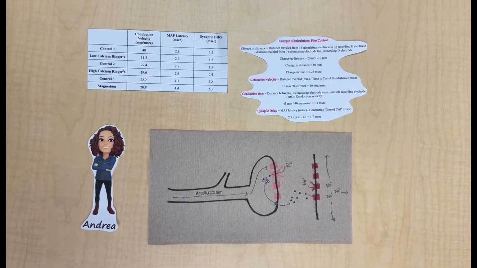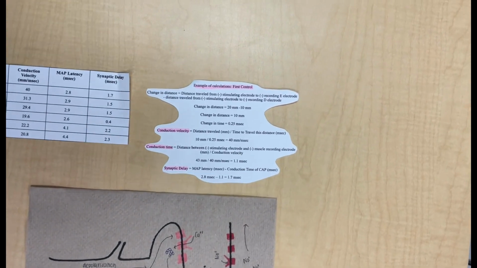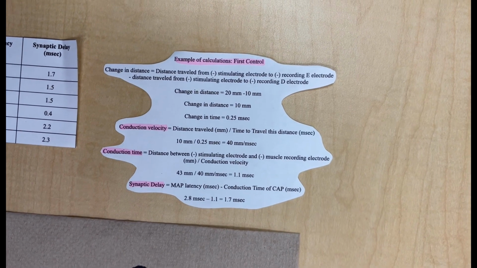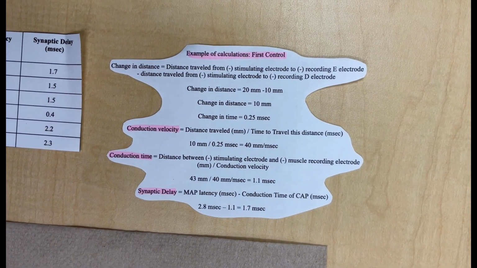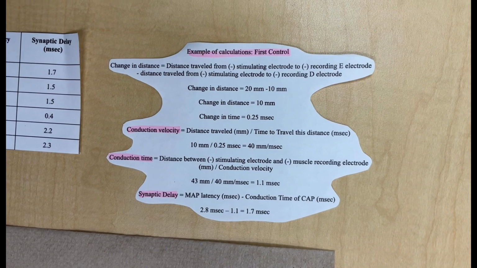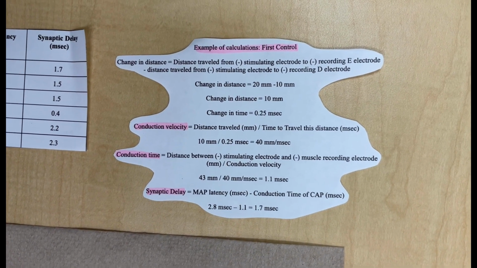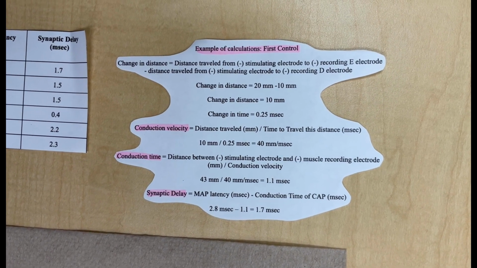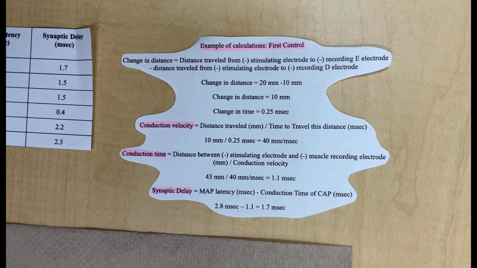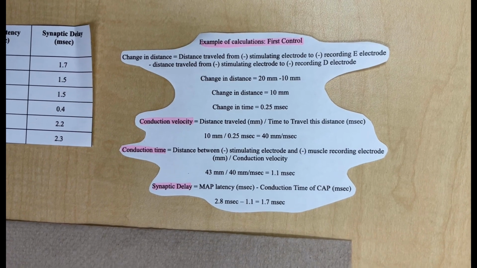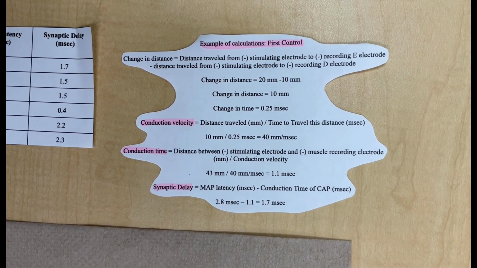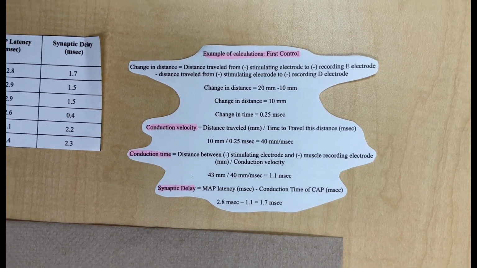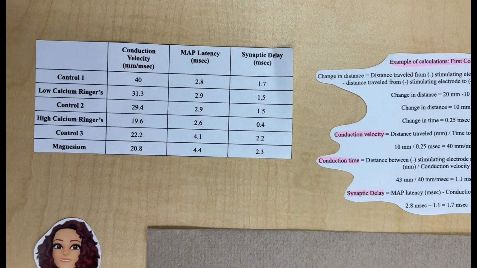The way we calculate synaptic delay was through first calculating conduction velocity. This is equal to the distance traveled of the CAP divided by the time to travel said distance. This is then used to calculate conduction time, which is equal to the distance between the negative stimulating electrode to the negative muscle recording electrode divided by the conduction velocity. Then, to finally calculate synaptic delay, the conduction time of the CAP is subtracted from the MAP latency. This same method was used to calculate all the delays from all the different runs we had.